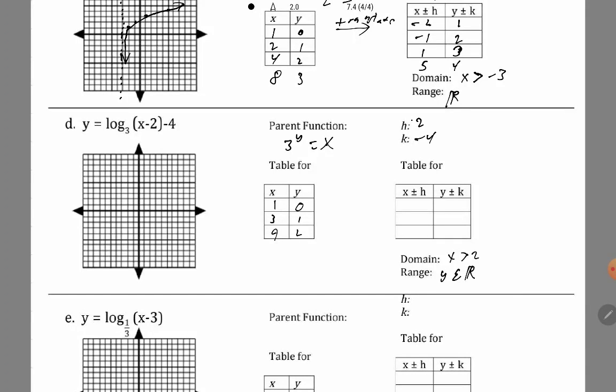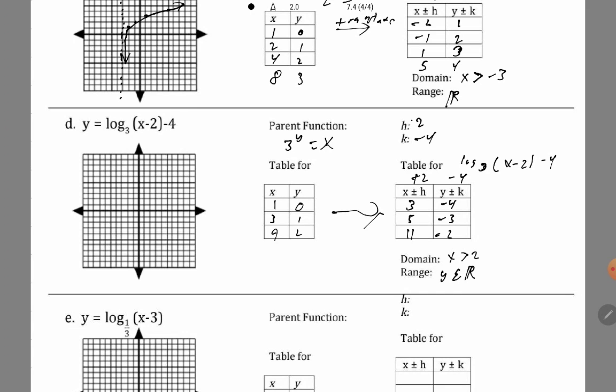Okay. And this is our log base 3 of x minus 2, minus 4. So we're going to translate. We're going to take our x value and add 2. Take our k value and minus 4. So 1 plus 2 is 3. 3 plus 2 is 5. 9 plus 2 is 11. 0 minus 4 is -4. 1 minus 4 is -3. And then -2. Okay.